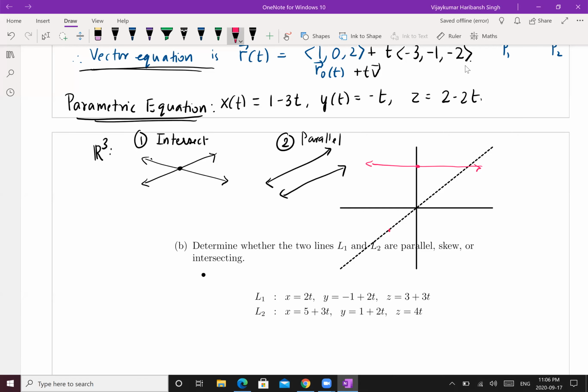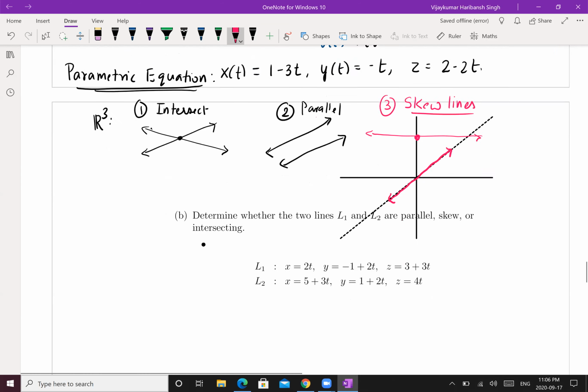I want to draw two lines. This one is along z equals 3, and this one is along x equals 0. These lines will not intersect. Such lines are called skew lines. So if they do not intersect and are not parallel, then they are automatically skew.